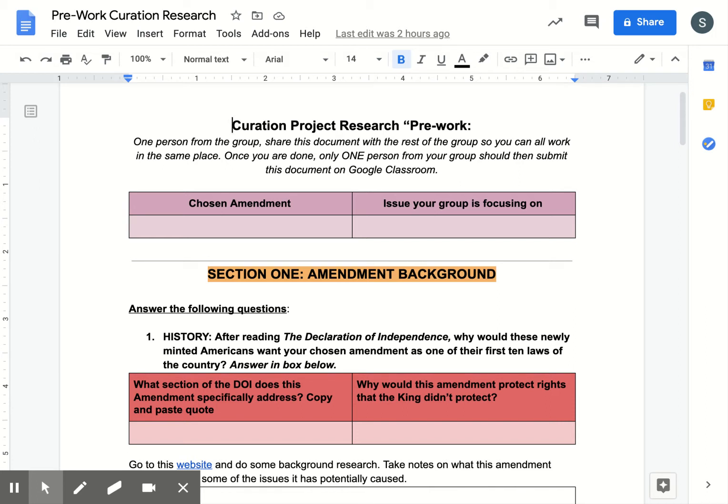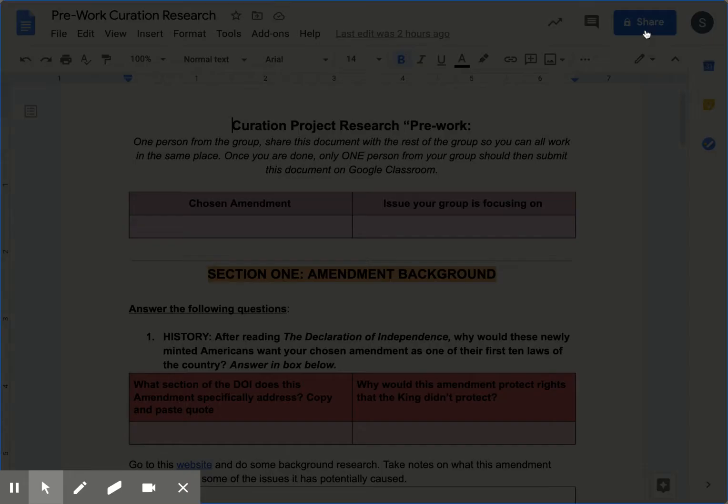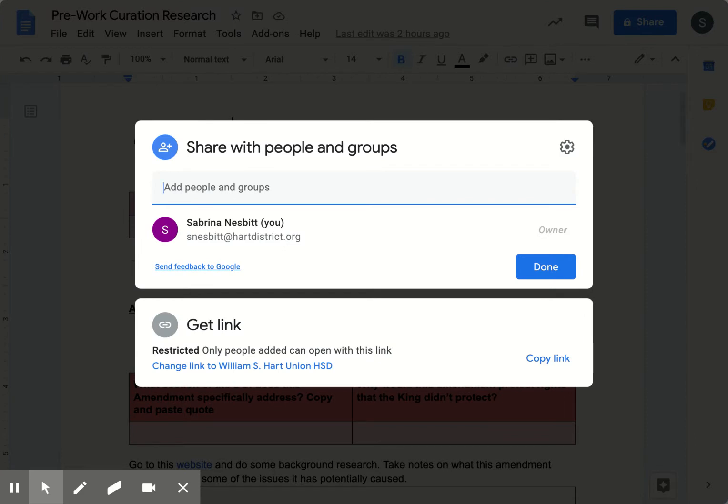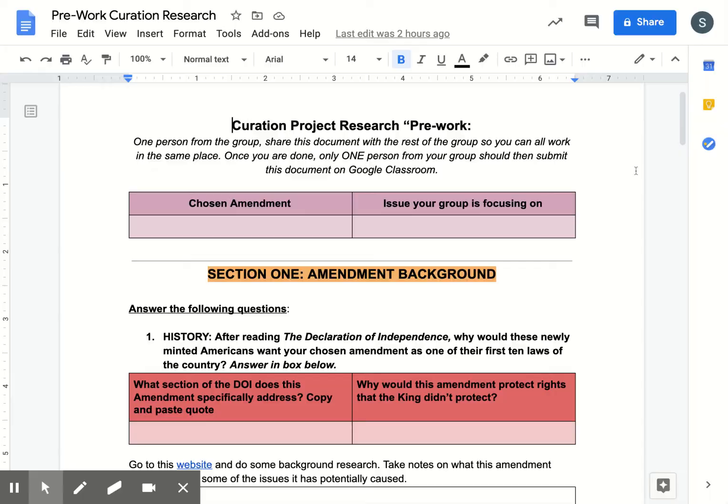So, have somebody in your group open up this document and click the share button to include the rest of your group members. It's better to work smarter, not harder. What I would suggest doing is take a look at what's being asked of you in this document and split the work evenly. There should be at least 2 or 3 people in your group, and therefore the work is split pretty much perfectly.